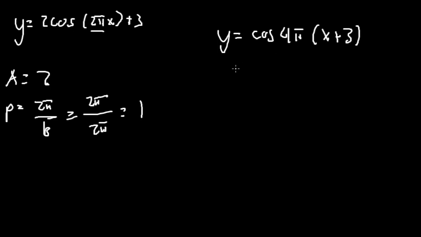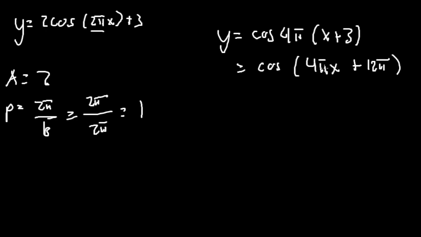So, we just distribute. Cosine, multiply 4 pi times x will be 4 pi x. Tapos 4 pi times 3 will be 12 pi. Now, pag pinahanap sa inyo yung period, laging i-include ang constant, yung number. So, ang b natin, instead of pi lang, magiging 4 pi.